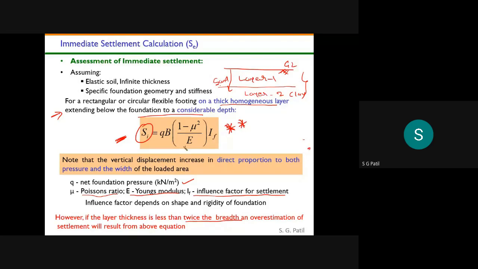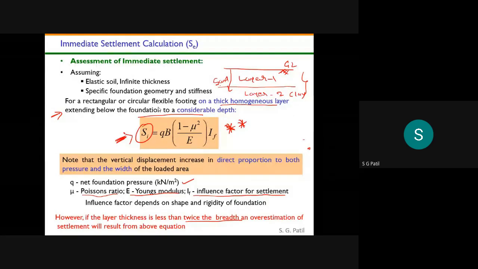But what is the limitation of this equation? The limitation is that if you have a layered soil profile and you use this equation, you will overestimate the settlement. But if you overestimate the settlement, it is anyway on the safer side. So even if you use this equation, there is not going to be any failure, because you are always overestimating the settlement. You will be on the safer side. If you overestimate, then you will try to reduce that settlement by playing with the dimensions of your footing.